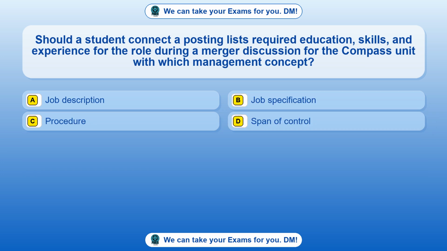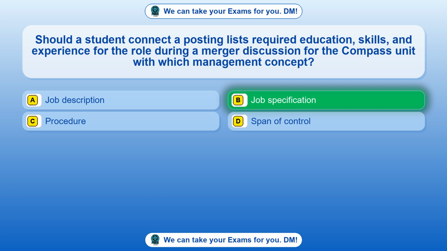Question 68. Should a student connect a posting that lists required education, skills, and experience for the role during a merger discussion for the Compass unit with which management concept? Option A, job description. Option B, job specification. Option C, procedure. Option D, span of control. The correct answer is option B, job specification.